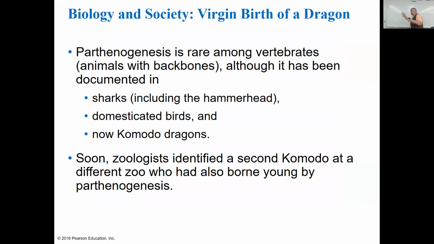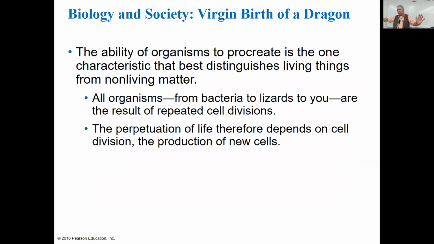Okay, so parthenogenesis is documented in sharks, domesticated birds, and now Komodo dragons. Never documented in human beings, though. And so this is parthenogenesis among organisms that usually reproduce sexually. Some have gone completely to parthenogenesis, but that's actually pretty rare. Like I said, there's a certain type of lizard in the American Southwest that's parthenogenic only. And dandelions in your lawn are completely parthenogenic. They've done away with sex.